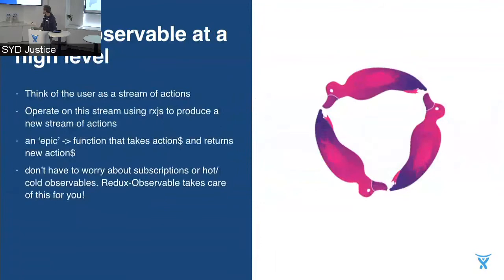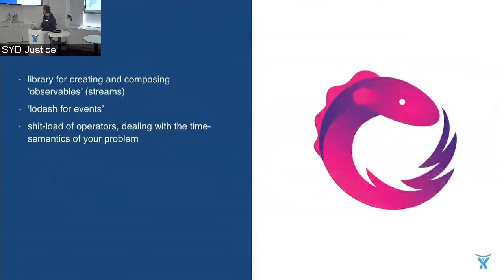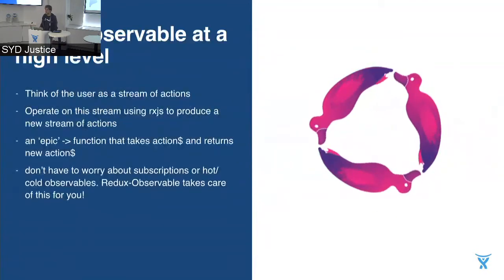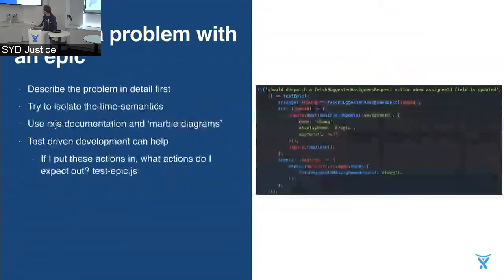Oh yeah, that spins. So that's their logo. The Rx logo looks like this, and then they've put ducks in there because Redux, and yeah. So, solving a problem with an epic. Let's say I have a new problem that involves some side effects or some composition. How would I approach actually solving that problem with an epic?